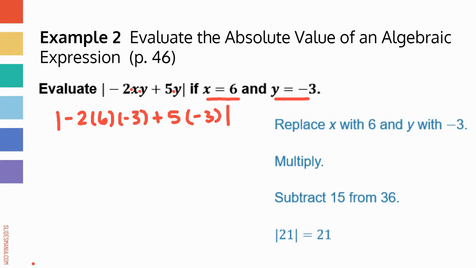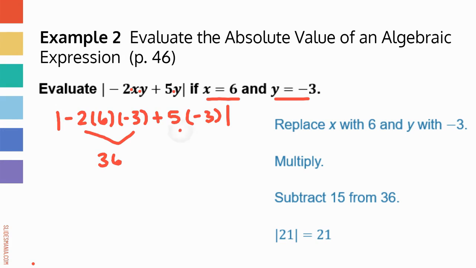Okay, so then the next step, I'm going to multiply. Remember, we always use order of operations when we're doing expressions. So I'm going to start off with multiplying negative 2 times positive 6 times negative 3. So a negative times a negative is a positive. Let's see, 2 times 3 is 6. 6 times 6 is 36. So this whole thing is going to be positive 36.